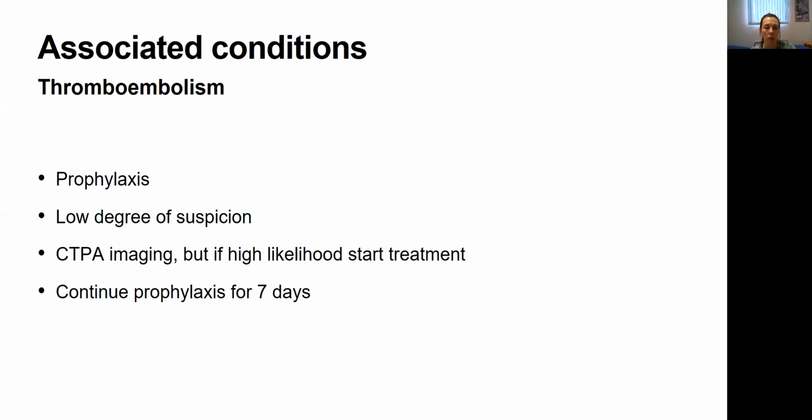Request further imaging, but don't wait for imaging to treat if you've got a high level of concern. Chest pain in a patient with COVID-19 may be cause for suspicion of PE, but should also raise the possibility of acute coronary syndrome. Repeat ECGs and serial troponin will help. COVID-19 is not a contraindication to the management of a myocardial infarction, and inviting the cardiologists will be helpful.